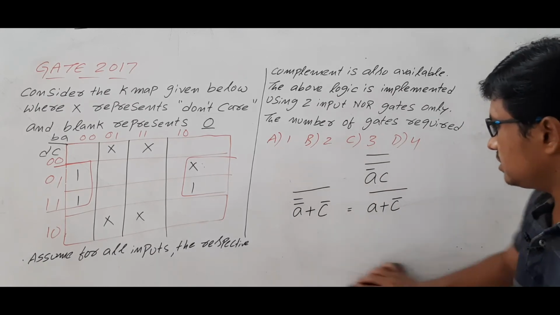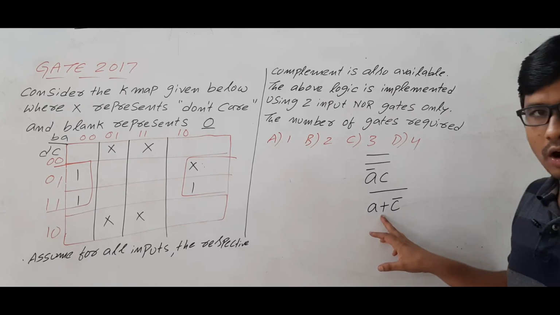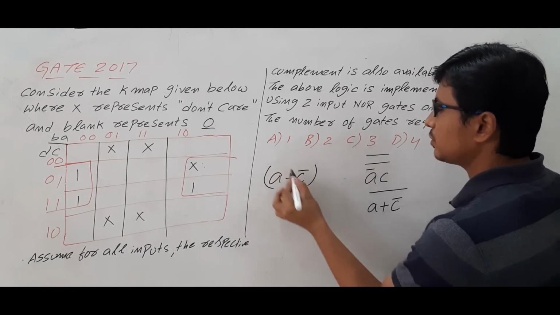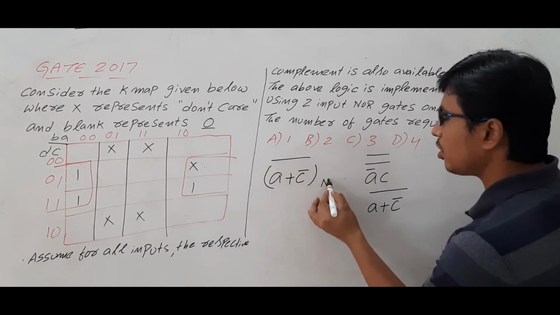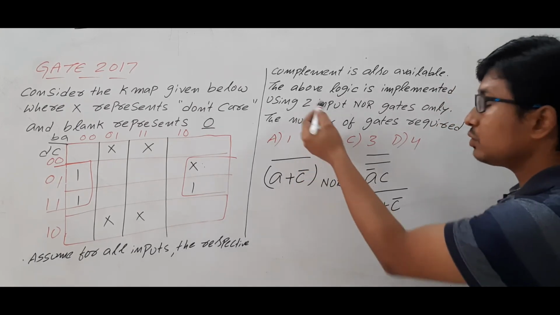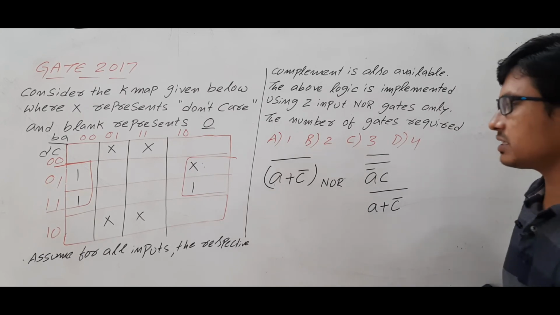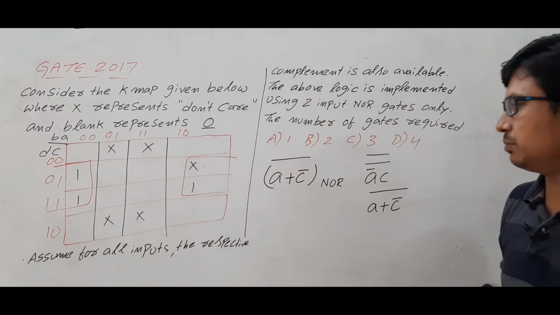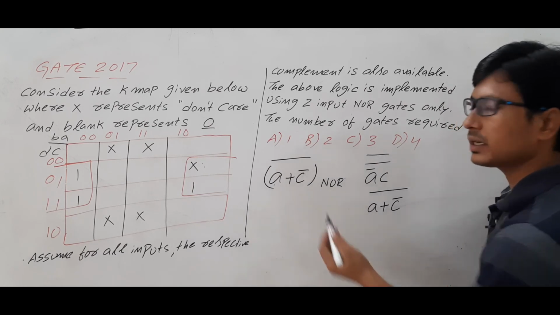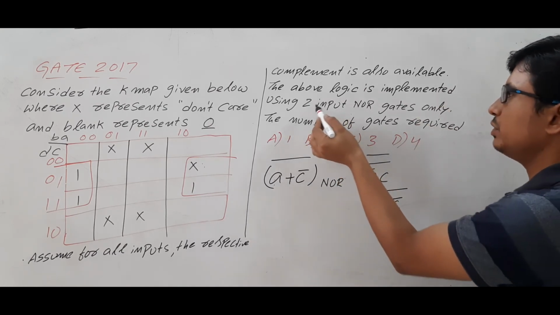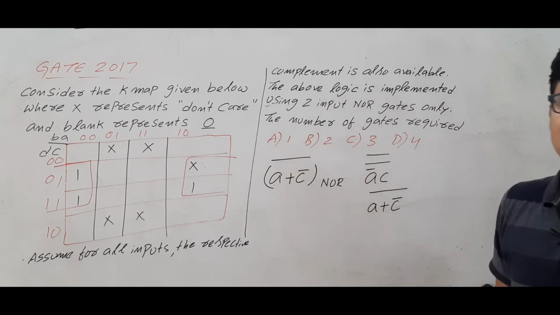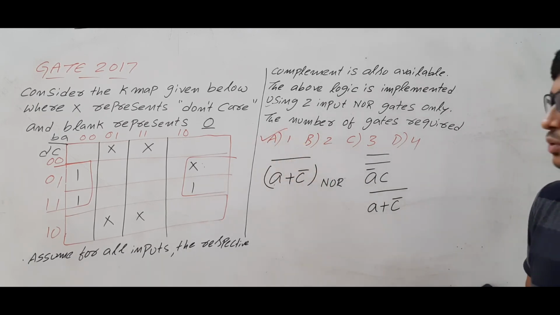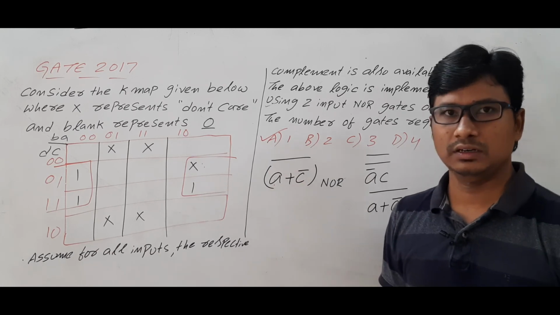This is OR with complement, which is equal to NOR. This is equal to a NOR gate. The meaning is that we use a single NOR gate, and they are saying only two-input NOR gates are available. Even they said for all the inputs, the respective complement is also available. So you can connect A and you can connect C complement to the NOR gate. So with one NOR gate, we can do it. Then they are asking the number of NOR gates required, and only one NOR gate is sufficient to construct this expression. I hope you have understood.